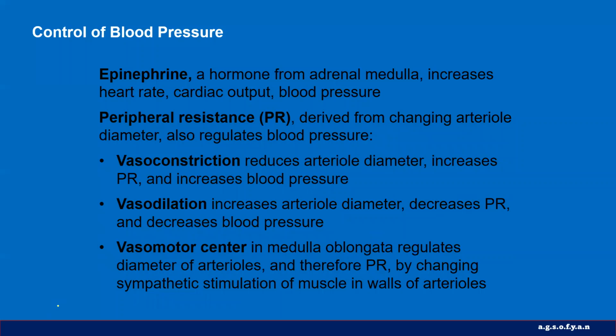There are some controls for blood pressure. This is the hormonal control, like epinephrine. Epinephrine can be a hormone and also a neurotransmitter. And this is a hormone that can increase the blood pressure. So the more epinephrine produced, the more the blood pressure will be increased. Another name for epinephrine is adrenaline.